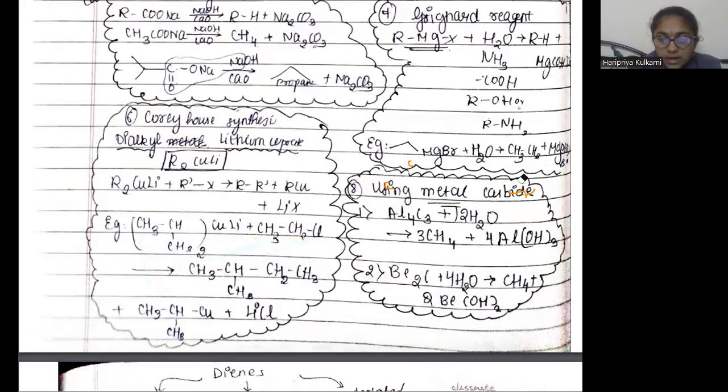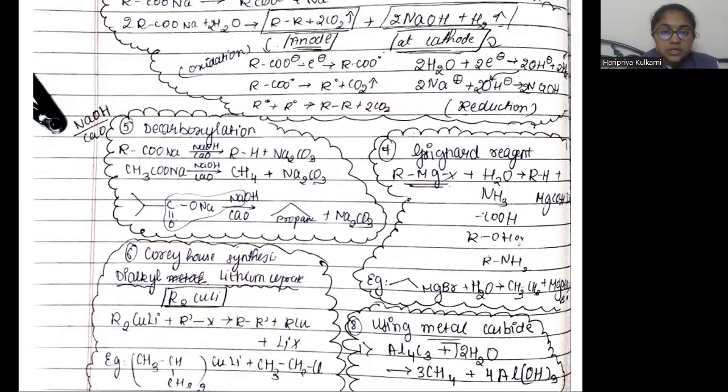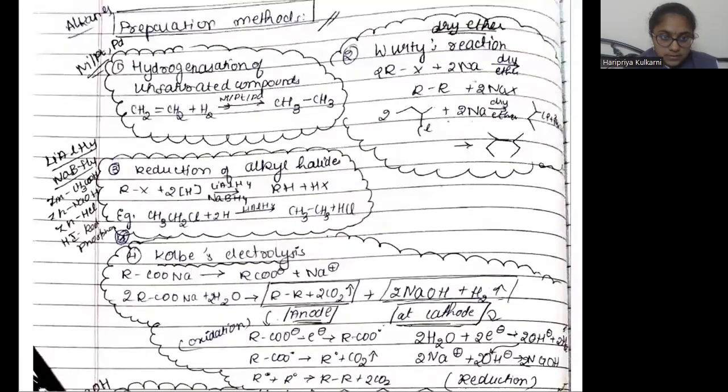So using metal carbides, example is aluminium carbide, that is Al4C3 plus 12H2O giving 3CH4 plus 4Al(OH)3. And the second example is Be2C plus 4H2O giving CH4 plus 2Be(OH)2. So here we are done with the preparation methods of alkanes.